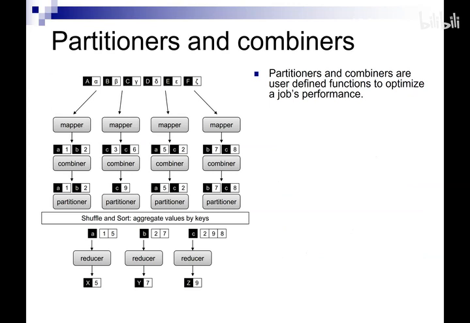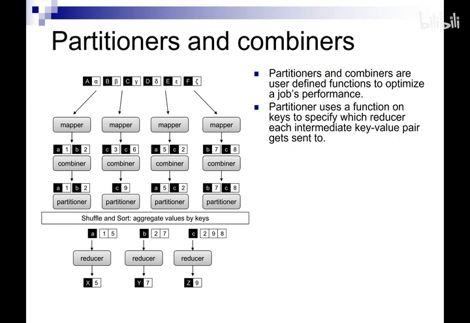Something else about MapReduce is that there are some parts of it which are designed to optimize its performance. For example, there are programs called partitioners and combiners. These are functions that the programmer can create in order to improve performance. These combiners and partitioners are optional. They're only there if you want to improve performance.